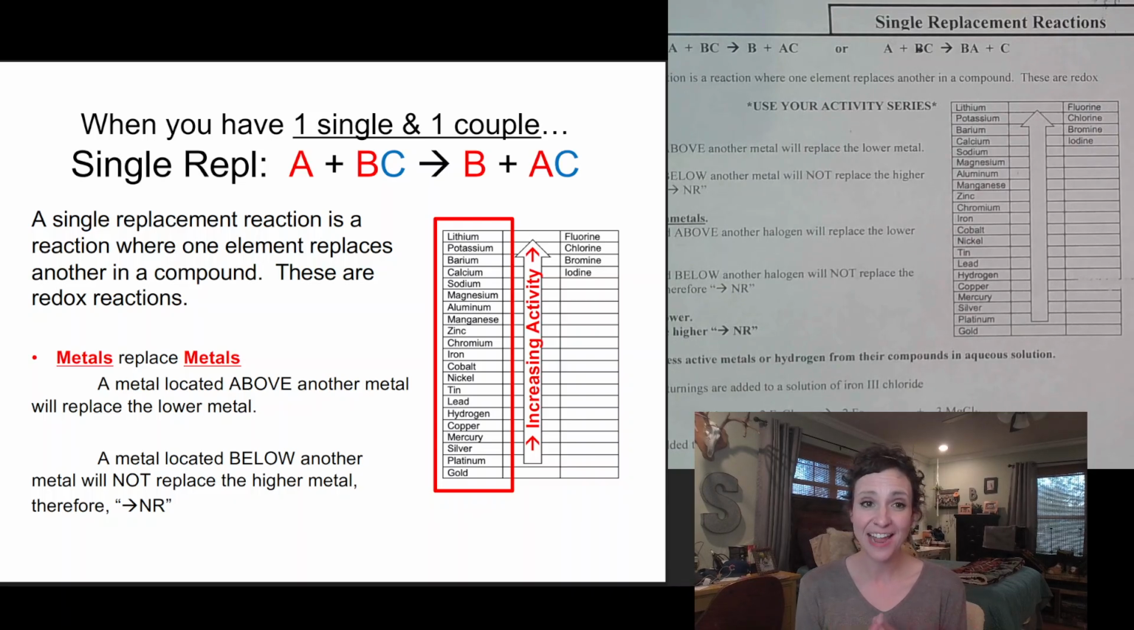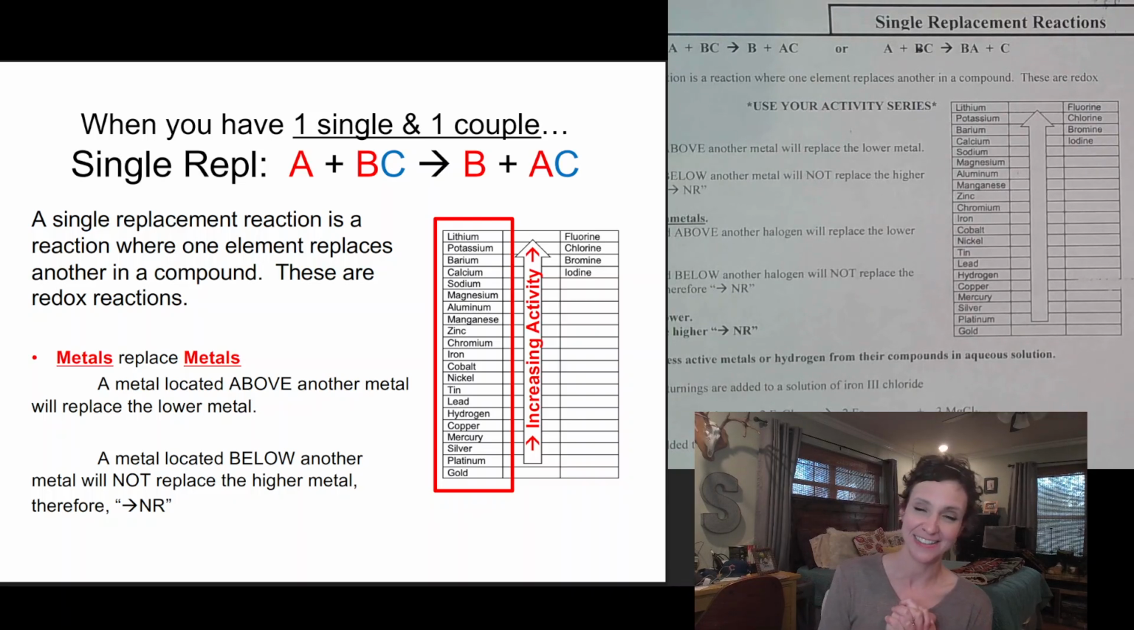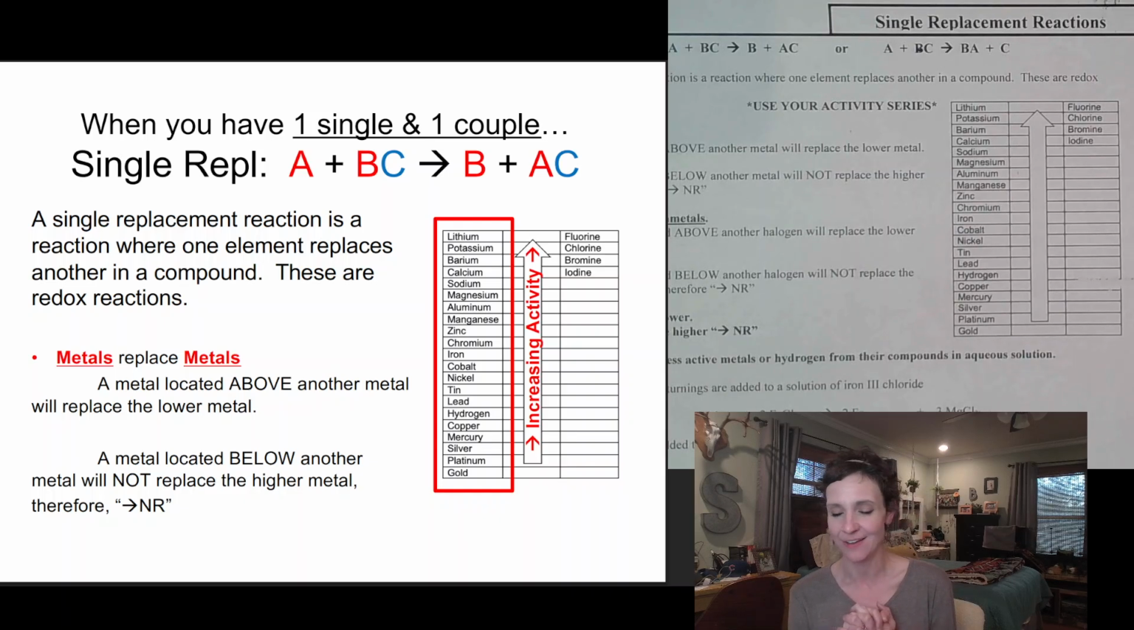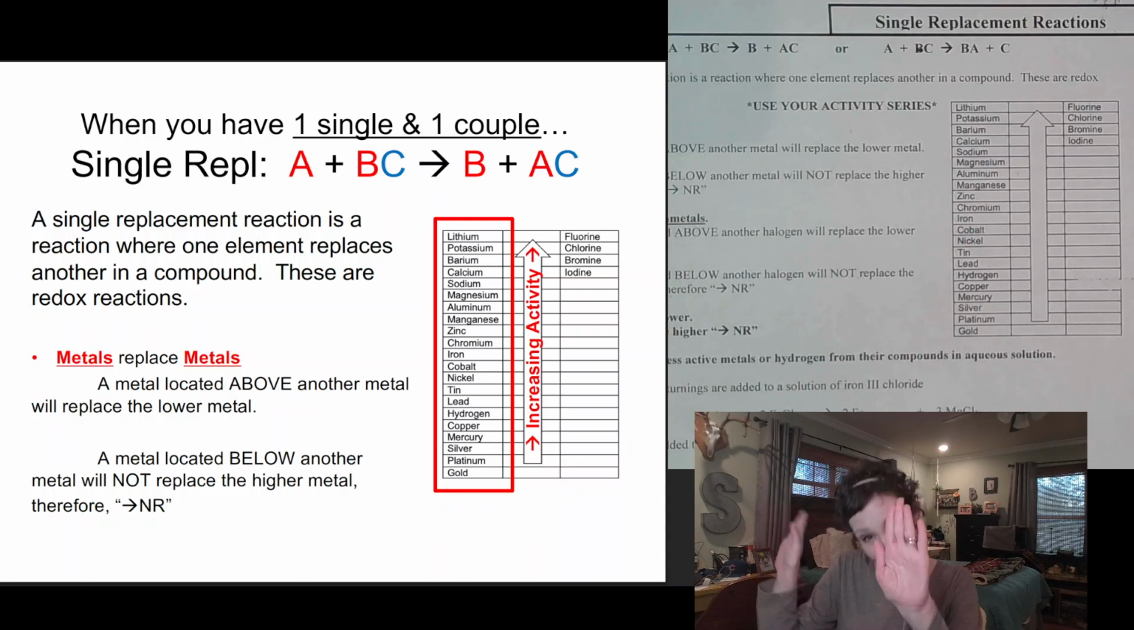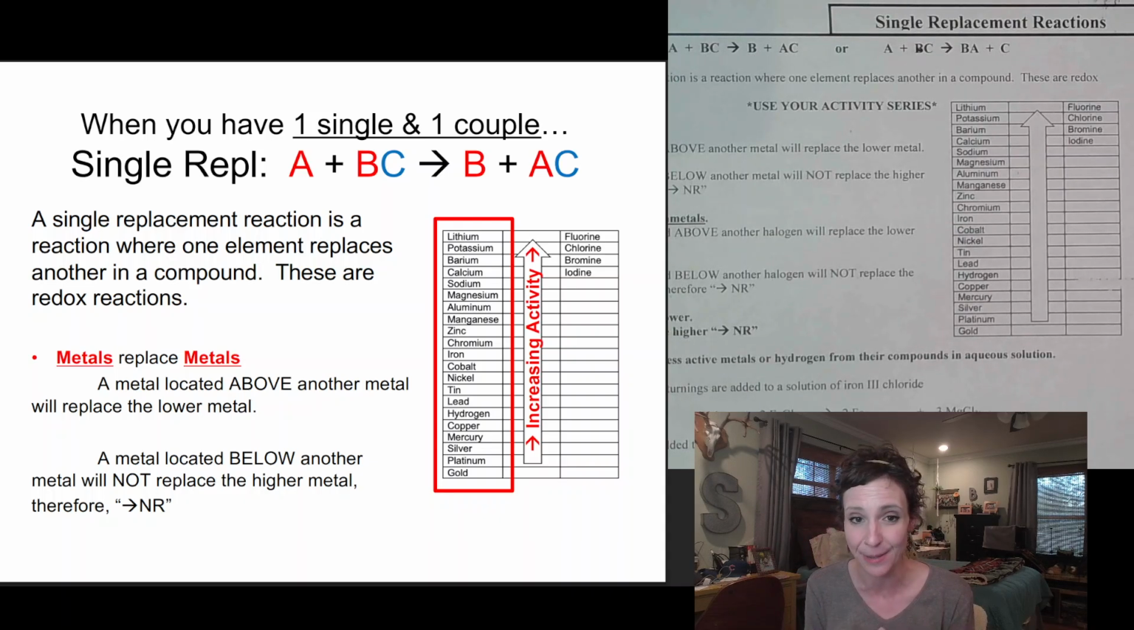Our next kind of reaction that we're going to practice writing are single replacement reactions. And these are my favorite reaction type because I think, oh my gosh, the relationship drama of it all. This is the cheating type of situation where I have a single person coming into a couple and kicking out somebody from the couple.